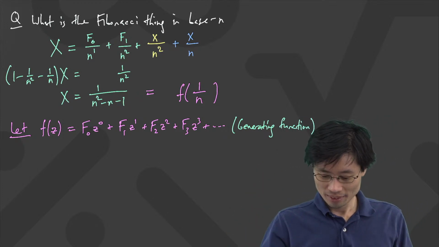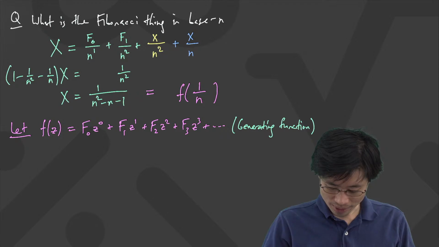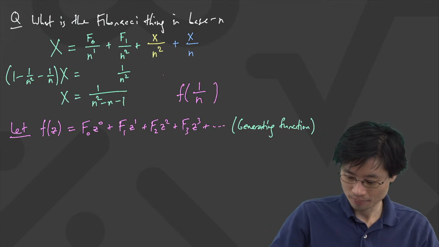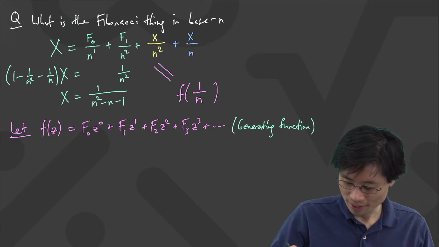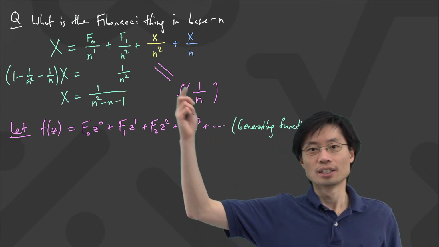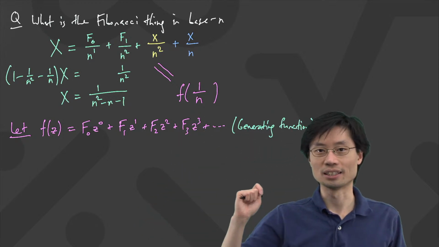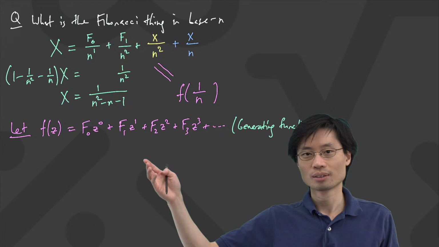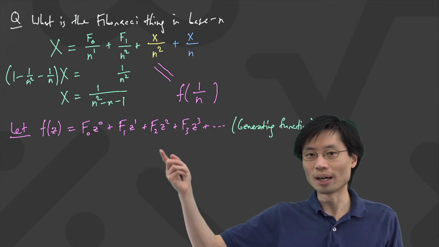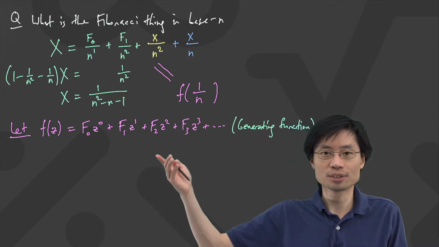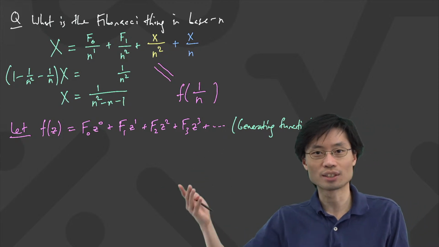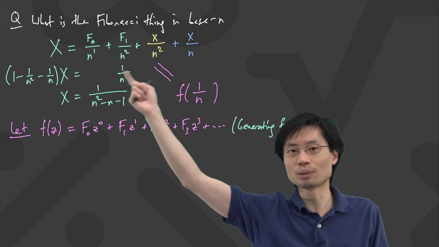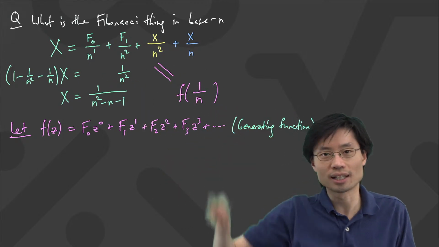So maybe I shouldn't have written the equal sign, but this is supposed to be an equal sign, right? And what's going on is, if I plug in 1 over n into this generating function, I will get f0 over 1 plus f1 over n to the 1 plus f2 over n squared plus f3 over n cubed, which is awfully like what I wanted for base n, except that what I wanted for base n is divided by another n.